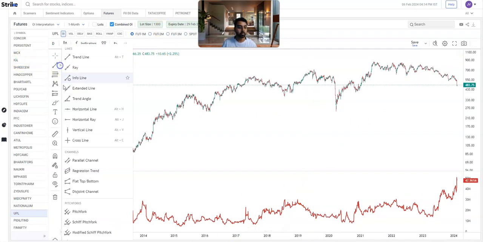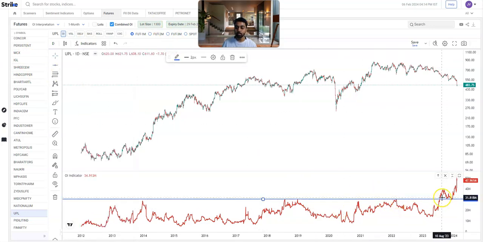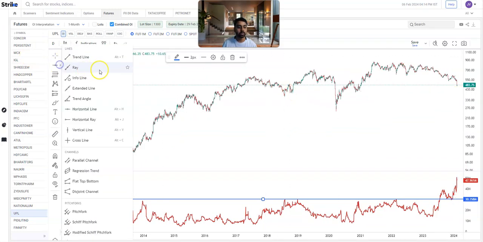So if you draw a horizontal trend line, you see that there was an open interest breakout in July 23, and the level of UPL around that time was somewhere around 650. From there the stock has taken a significant knock, and in between you had seen bouts of short covering as well, but ultimately the open interest did not go lower significantly, and it sustained above the breakout point. And once again, due to the weak result, UPL has seen open interest accelerating.